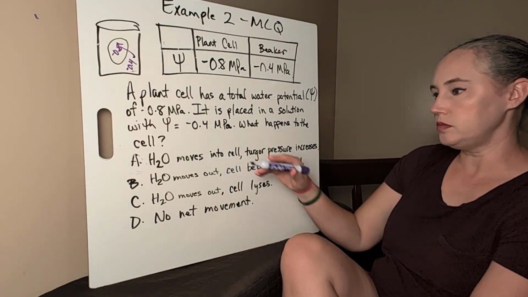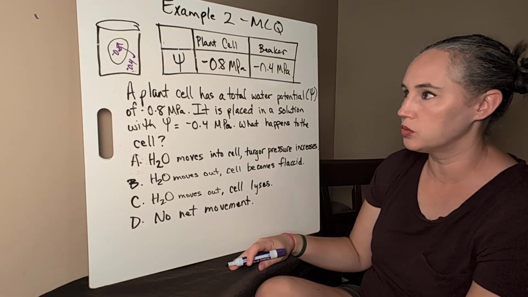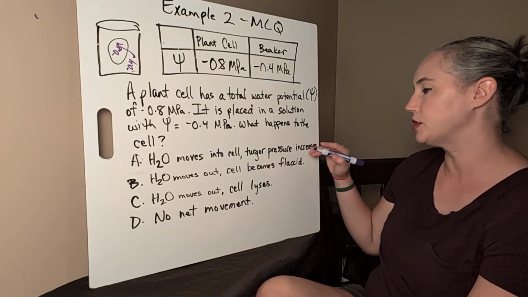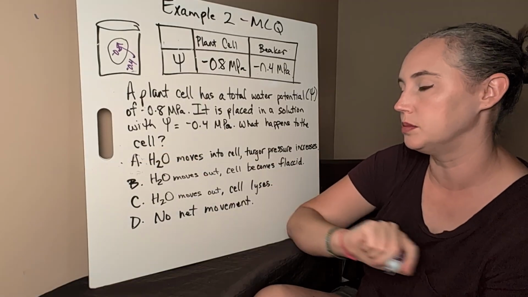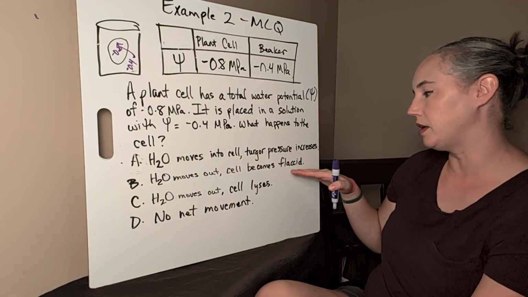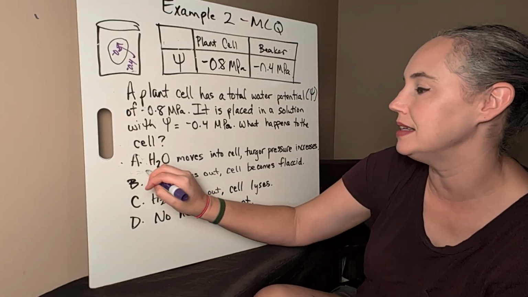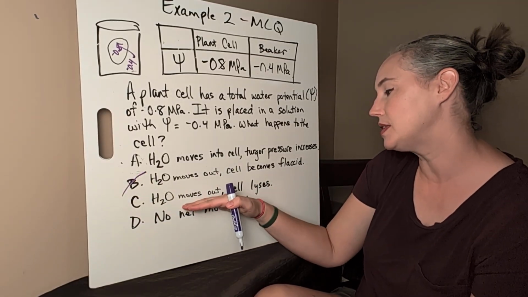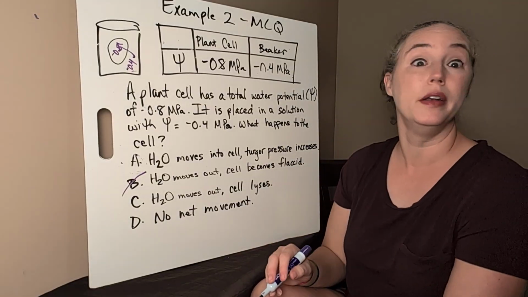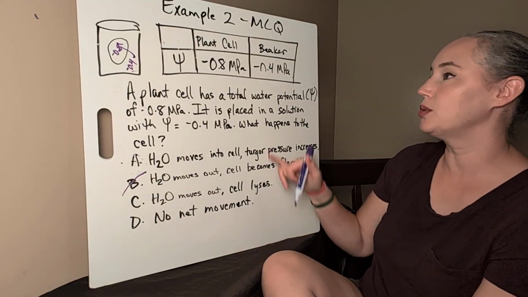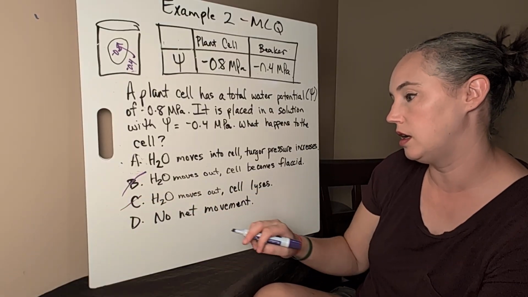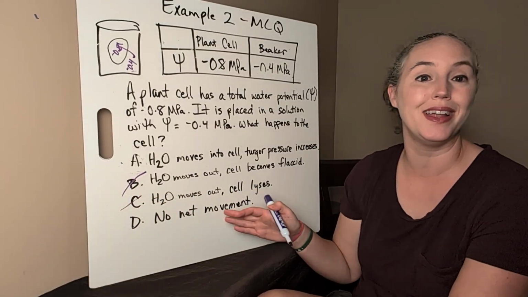And so, which of these shows water going in? We have A, water moves into the cell and turgor pressure increases. Possibly. B, water moves out of the cell, becoming flaccid or floppy. Nah, that's not it. C, water moves out and the cell lyses. That means the cell explodes. No. Partially because we have a plant cell, and no, water is not moving out. And then D, there's no net movement.